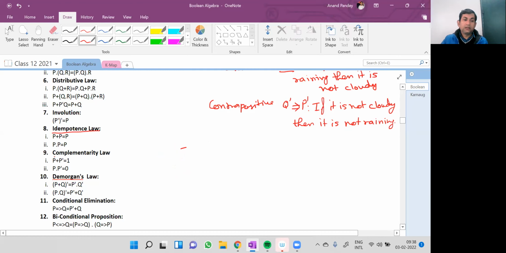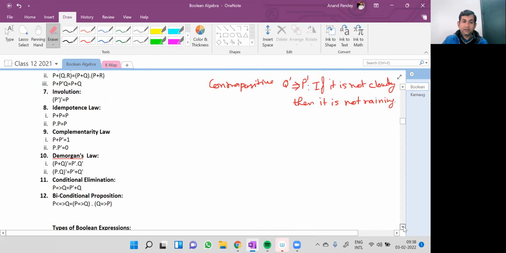Okay, the next is complementarity law. Means if you plus a proposition with its complement, or if you perform AND operation with a proposition with its complement, what will be the result? P plus P dash means P or uska complement. P plus P dash will be 1. Like that, P dot P dash will be what? 0. If you are doing OR operation with the complement, you will get 1. And if you are doing AND operation with the complement, you will get 0. This is complementarity law.